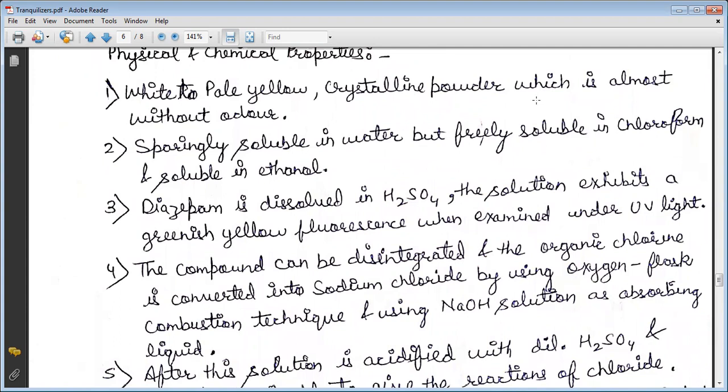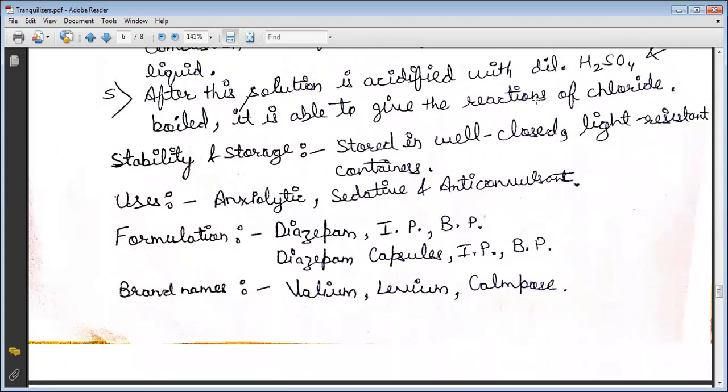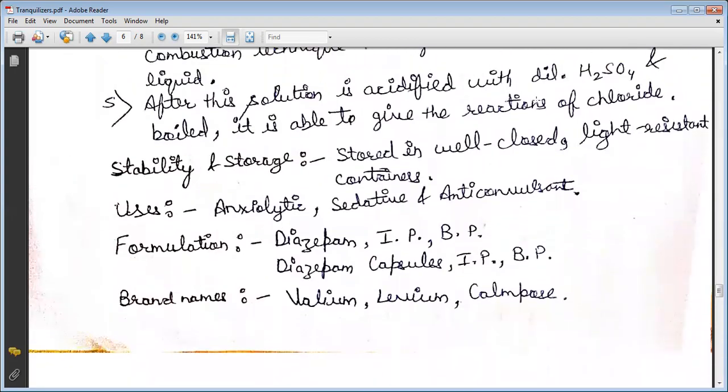The diazepam is dissolved in sulfuric acid. The solution exhibits a greenish yellow fluorescence when examined under UV light. The compound can be disintegrated and the organic chlorine is converted into sodium chloride by using oxygen flask combustion technique and using sodium hydroxide solution as absorbing liquid. After the solution is acidified with dilute sulfuric acid and boiled, it is able to give the reactions of chloride.